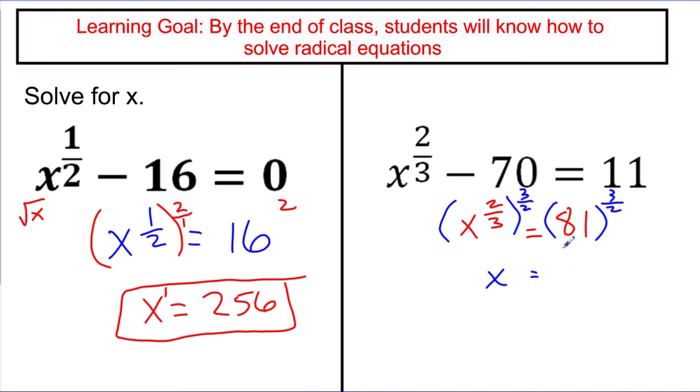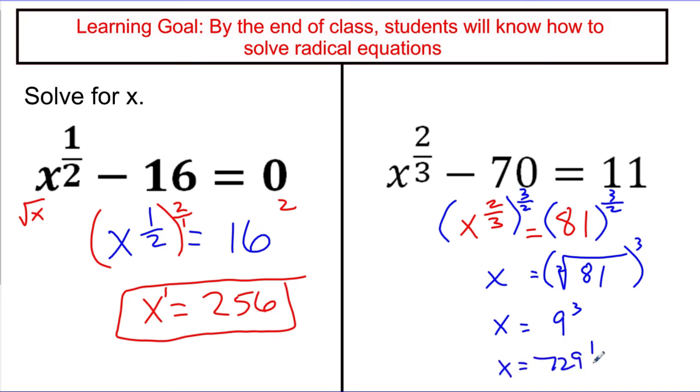Okay, so let's think about what that means. The denominator is like a radical, so I'm going to just turn this into radical form. This is really like the square root of 81. And I'm going to get that answer, and then I'm going to raise it to the 3rd power. So the square root of 81 is 9 to the 3rd power. And so I have to do 9 to the 3rd power, which is 729. So my final answer here is 729. If I plug in 729, raise it to the 2/3 power, and subtract 70, I should expect to get an 11.